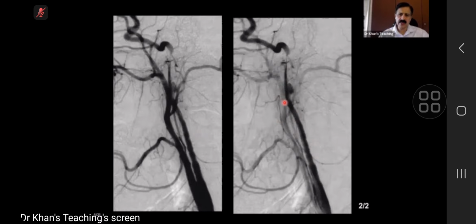The contrast is looking black. You can invert it. It's your personal choice, and everything will be white. Of course, the bones are subtracted.